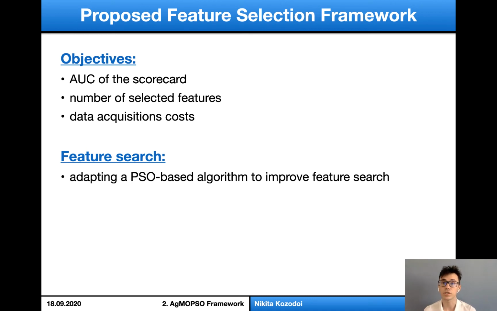Based on the previous research results, we also adapt a particle swarm optimization algorithm to improve feature search compared to genetic algorithms that are frequently used in feature selection applications. We denote our algorithm as AgMOPSO, archive-guided multi-objective particle swarm optimization. Let me show how it works.